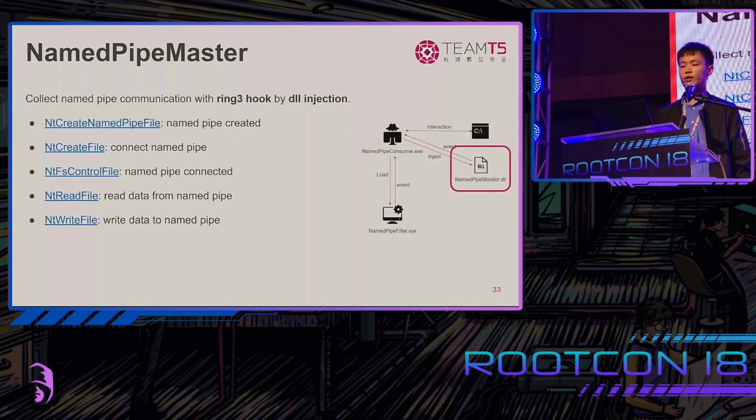By injecting a DLL into the target process, we can hook functions related to named pipes within the target process. By hooking NtCreateNamedPipeFile, we can monitor the creation of named pipes. By hooking NtCreateFile, we can track named pipe connection activities. By hooking NtFsControlFile, we can observe when a named pipe is connected. By hooking NtReadFile, we can monitor read operations from named pipes. And by hooking NtWriteFile, we can track write operations to named pipes.